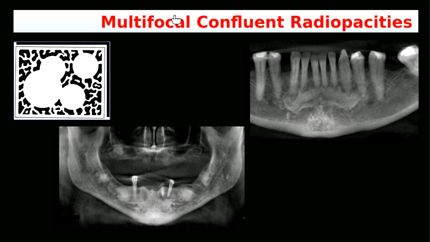And this is the multifocal confluent radiopacity. It looks like this, multifocal confluent. It goes all the way and becomes confluent with each other. You can see that in the mandible, and these are CBCT reconstructed pan. You can see beautifully here too.